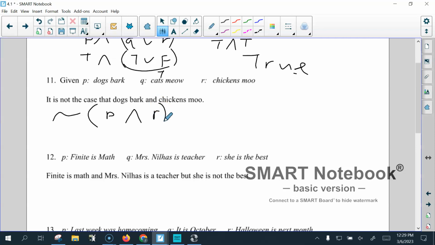Okay? So we keep the symbols as we go. Now, dogs bark, that's a true statement. Chickens moo, that's a false statement. Now, if we distribute that tilde, just like a negative sign, then we end up with F and T. And remember, for an and, both of them have to be true, so this ultimately ends up being false.